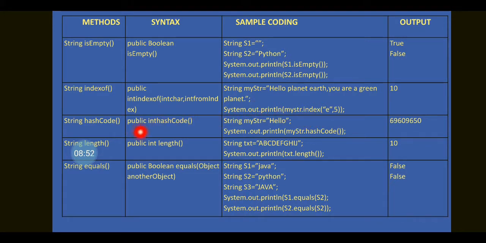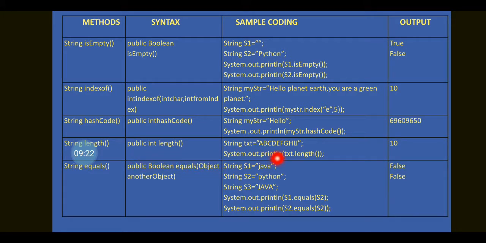And then string hashCode(). So hashCode() will return the hash code value of the particular string. Yes, string object dot hashCode() will return the particular hash code value. And then public int length() is used to find out the length of the given string. Here the string txt contains letters a to j, and txt.length() will return the length of the string, that is 10.